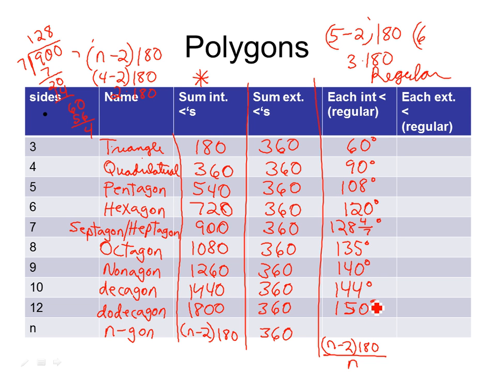Then for each interior angle, what do I do? N minus 2 times 180 divided by N. How are you going to find each exterior angle if it's a regular polygon? Instead of taking this number and dividing by the number of sides, what do you take? 360 divided by the number of sides. Is that going to be a lot easier to divide? Yeah, because you're just going to do the same thing over and over again.